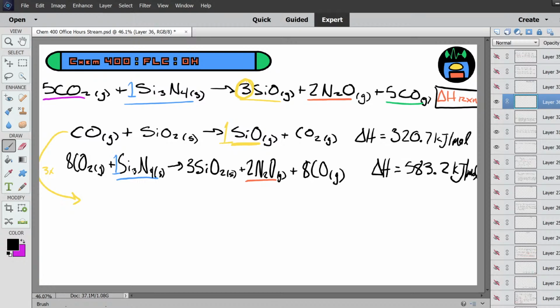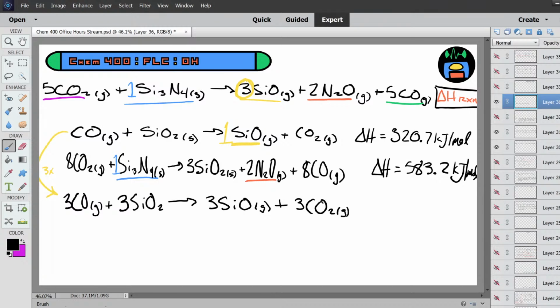When I do, I will get 3 moles of carbon monoxide gas plus 3 moles of SiO2 producing. Ah, Logan, that's a great question. Let me just finish writing this reaction here.